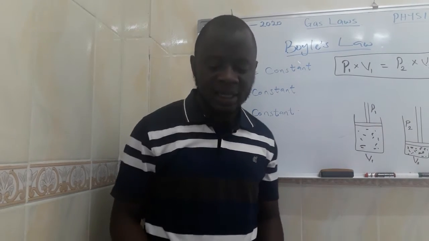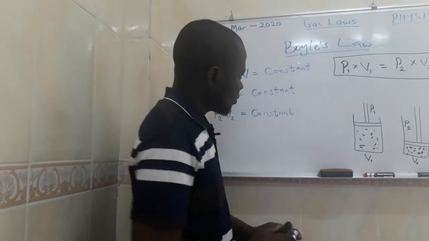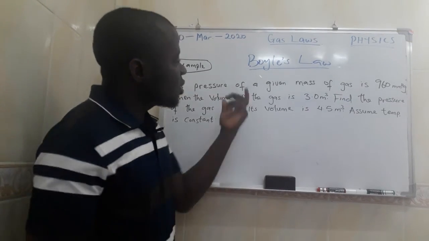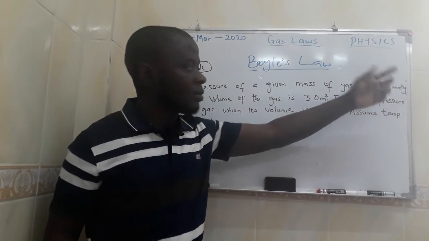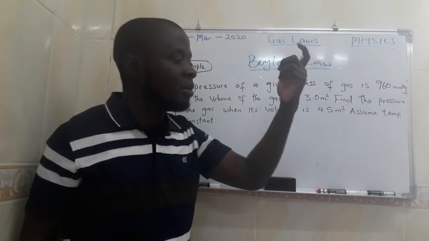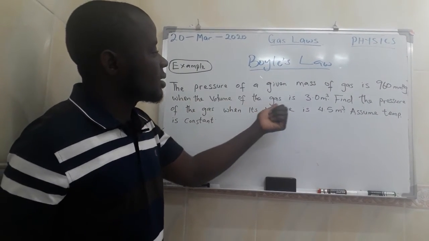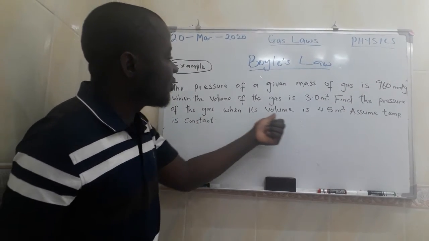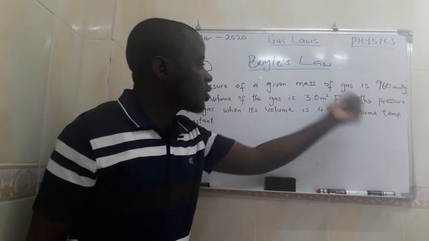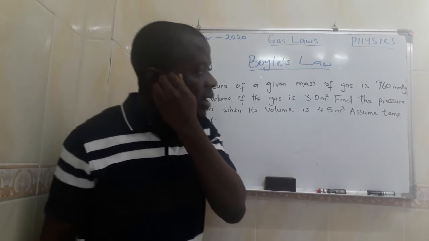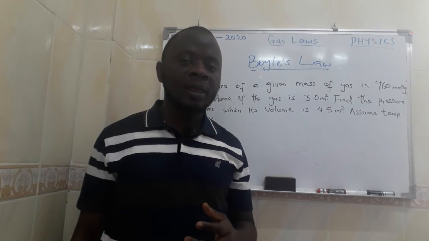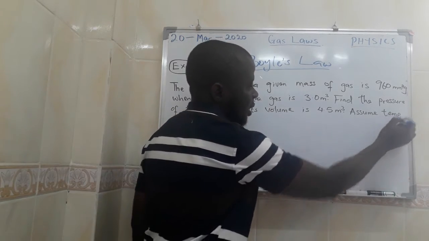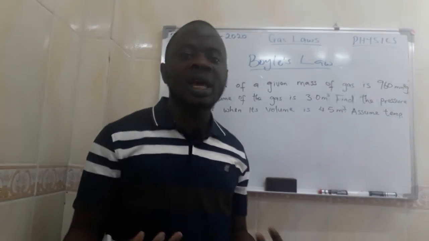I hope you understand the steps that I take. Now let's take an example. We have this example: the pressure of a given mass of gas is 960 millimeter mercury when the volume of the gas is 3 meter cube. Find the pressure of the gas when its volume is 4.5 meter cube. Assume temperature is constant. Okay, now for you to know which law to apply, look at what you are given. In this question, we are told that the temperature is a constant. And you know that in Boyle's law, temperature is kept constant.